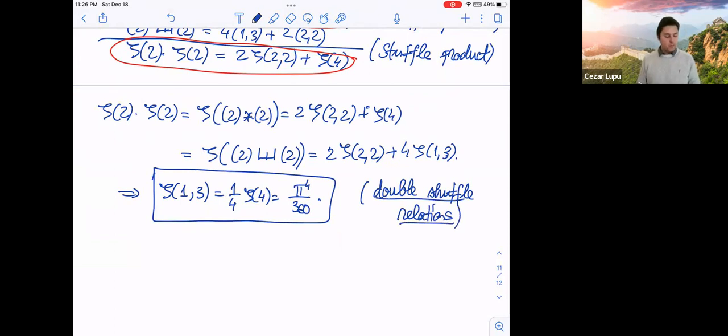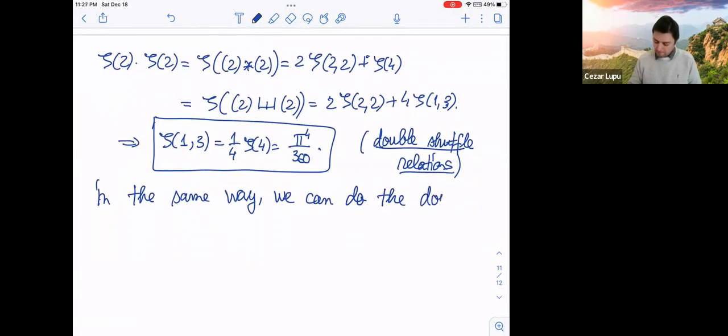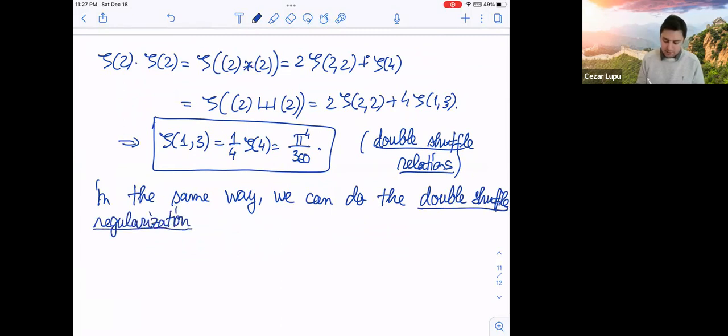All right, but there is another thing that we can do. In the same way, we can do what we call the double shuffle regularization. And this double shuffle regularization works in the following way. I'm just going to multiply two single zeta values, so zeta of 1 times zeta of 2, right? This will allow divergent values as well. So this will be zeta of 1 stuffle 2.